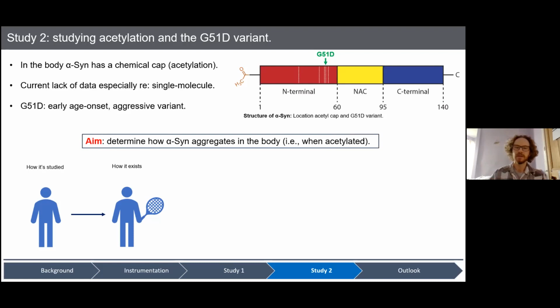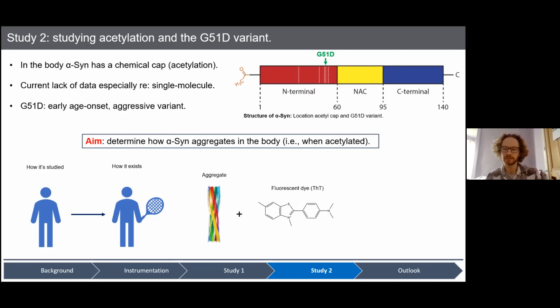molecule techniques. And in this study, instead of labeling our protein directly, like with a hat, we use a dye called thioflavin T instead, so that we see the protein in its most natural state. And this dye specifically binds and illuminates aggregates, which we detect on our microscopes.